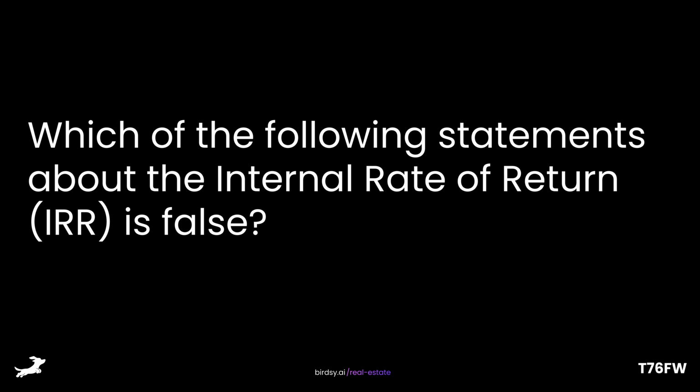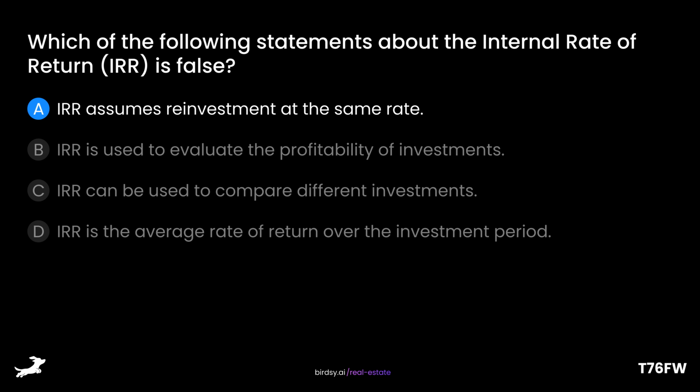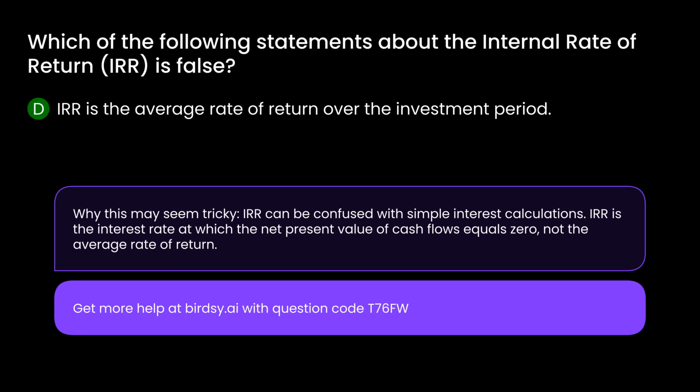Which of the following statements about the internal rate of return is false? Is it A, IRR assumes reinvestment at the same rate, B, IRR is used to evaluate the profitability of investments, C, IRR can be used to compare different investments, or D, IRR is the average rate of return over the investment period? The answer is D. Why this may seem tricky: IRR can be confused with simple interest calculations. IRR is the interest rate at which the net present value of cash flows equals 0, not the average rate of return.